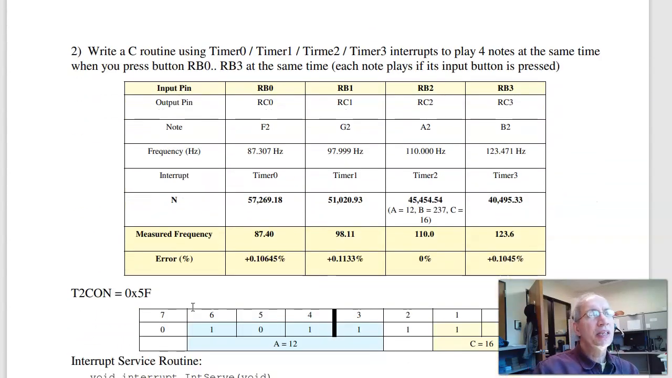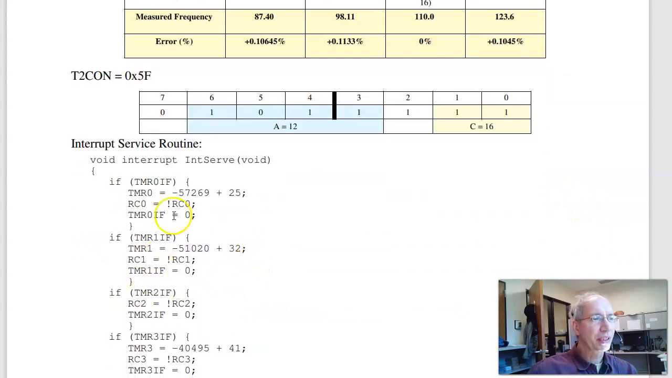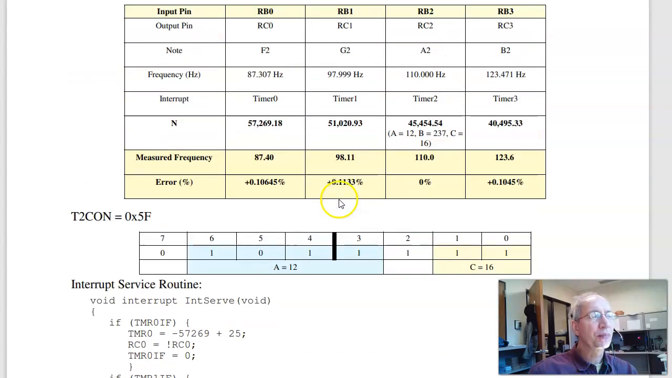Problem 2 is output 4 different frequencies at the same time. To do that, I use 4 different timer interrupts. The interrupts do not conflict with each other. They both run at their own merry way. Every n clocks, each one interrupts. And with the code, I'm just going to toggle a pin. Like down here, every interrupt, I toggle a pin.